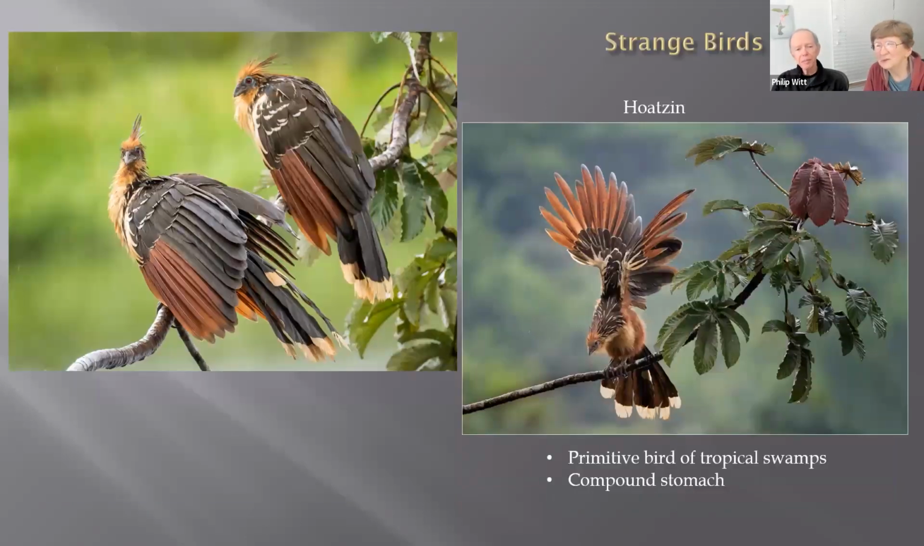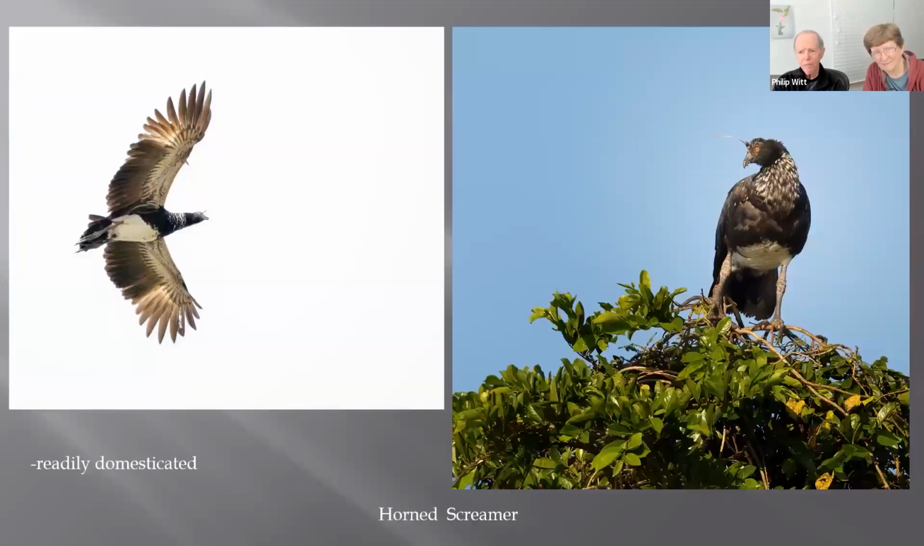A very unusual bird, the hoatzin. They really do look odd, they look prehistoric. They're primitive birds of the tropics, and they're physically primitive as well. They're just so unusual. Compound stomachs, because they're eating leaves, and leaves are hard to digest, but their diet is primarily leaves. So they have a compound stomach to help them digest all these leaves. In fact, they have bacteria in their stomach that ferment the leaves as part of their digestion.